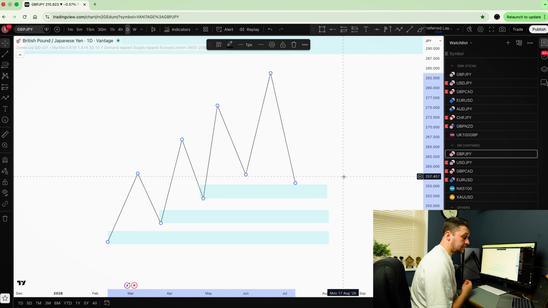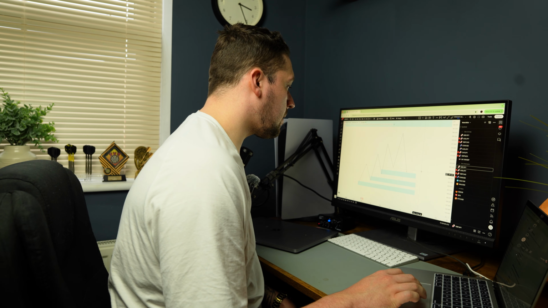And you normally get loads of demand zones left behind, and that's where a beginner trader might think, well, there's so many zones on here, which one are we going to go from? How do I know which one's correct? Now, that's what I'm going to talk you through now.